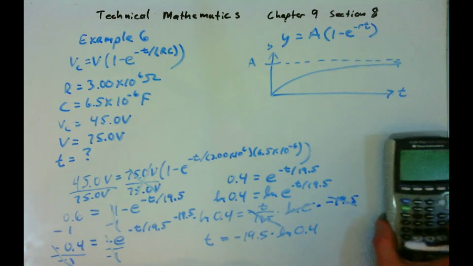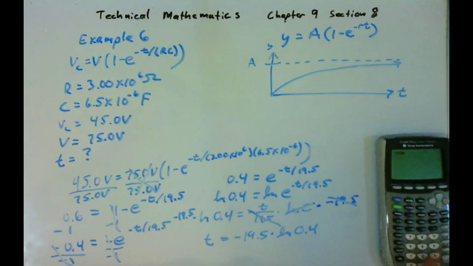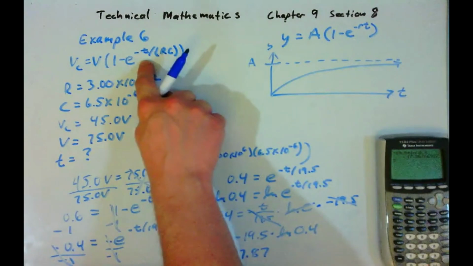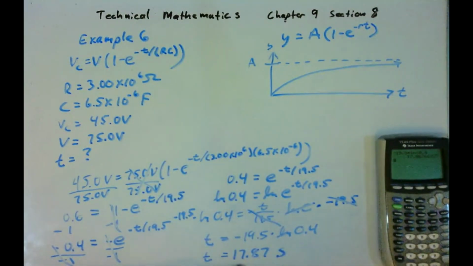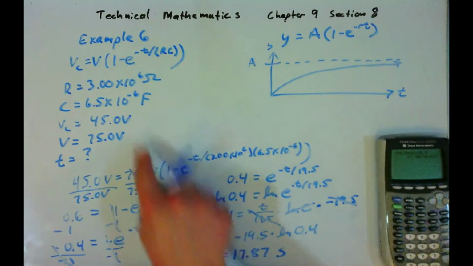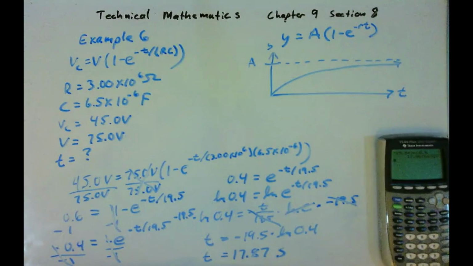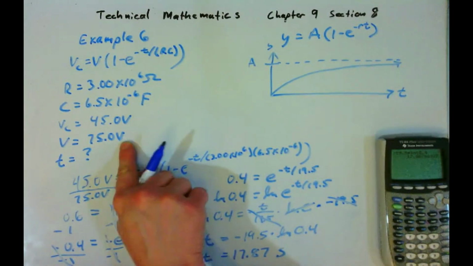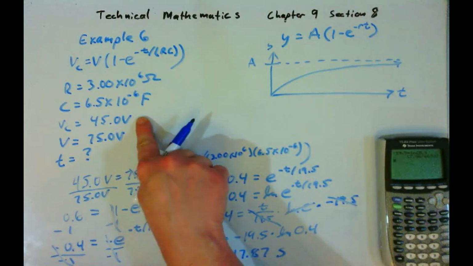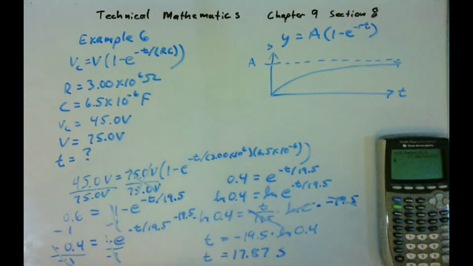So now we can type this into our calculator and get an answer. Negative 19.5 times the natural logarithm of 0.4, and we get 17.87. T is 17.87. In this formula, t represents the time in seconds, and so this will be seconds. It takes 17.87 seconds for the voltage to rise, or I should say fall, actually, from 75 volts to 45 volts. Again, this is a DC circuits type of problem.